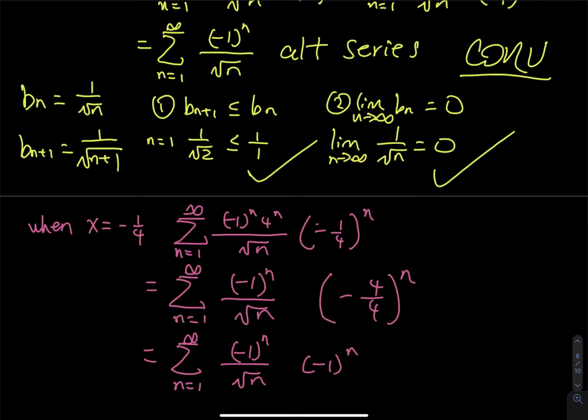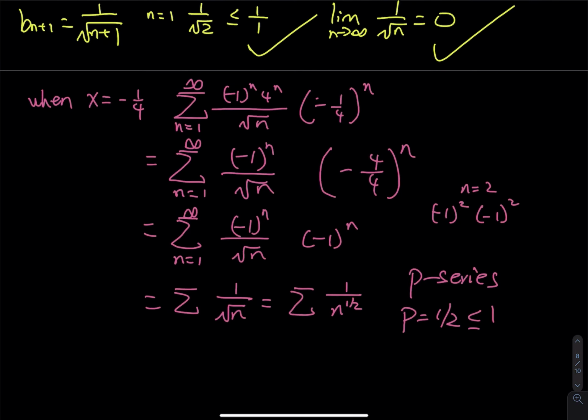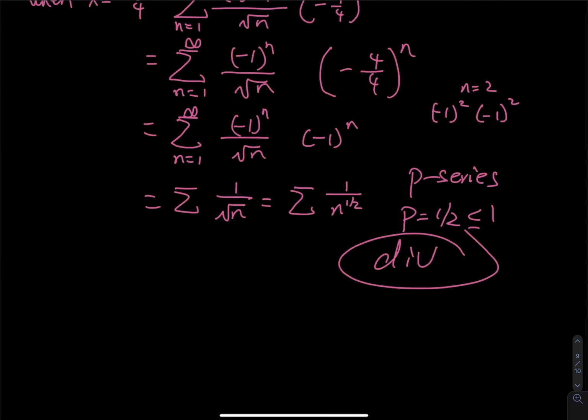Think about this. When n is equal to 1 or n is equal to 2, negative 1 raised to a 2, negative 1 raised to a 2, they got cancelled, right? Not cancelled, it is equal to 1. So overall, we have sum 1 divided by root n, which is a sum 1 divided by n to the 1/2, then that is a p-series. And then the power is 1/2, less than 1, so not too happy, because when the power is less than 1, the series diverges. So we have a divergent and then we have a convergent.